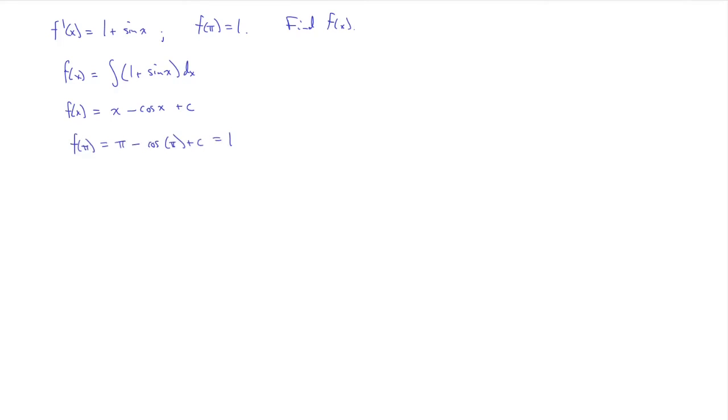And we're told that f of pi is equal to 1, which means that pi minus the cosine of pi plus c is equal to 1. And all that's left is to solve for c. And since the cosine of pi is negative 1, we get pi plus 1 plus c equals 1, or c is equal to negative pi. And so the function that we're looking for is this one here, f of x equals x minus the cosine of x minus pi.